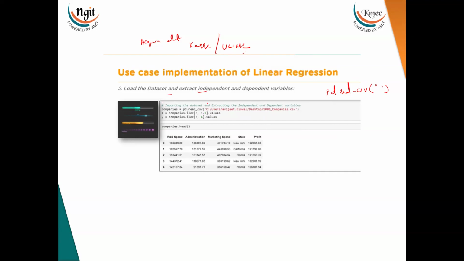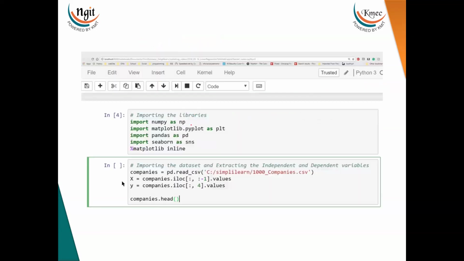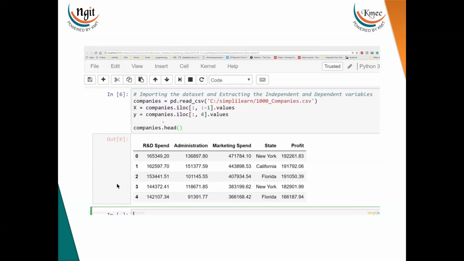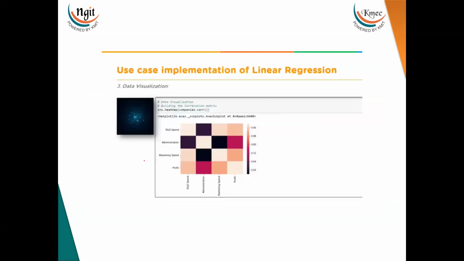Then we have to extract the independent and dependent variables. Why? Because our main agenda regarding linear regression is that we need one independent variable and one dependent variable. For that, we are going to use the function iloc, index location. The -1 indicates everything except the last one is extracted, and the fourth column indicates the dependent variable. Now, head shows the first 5 rows of the given data set. And the next step is data visualization.